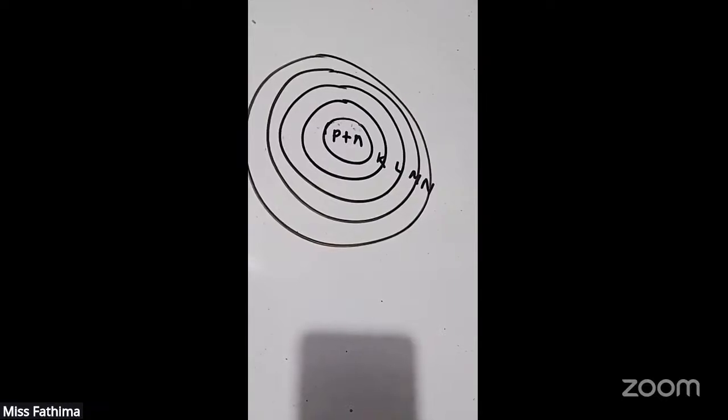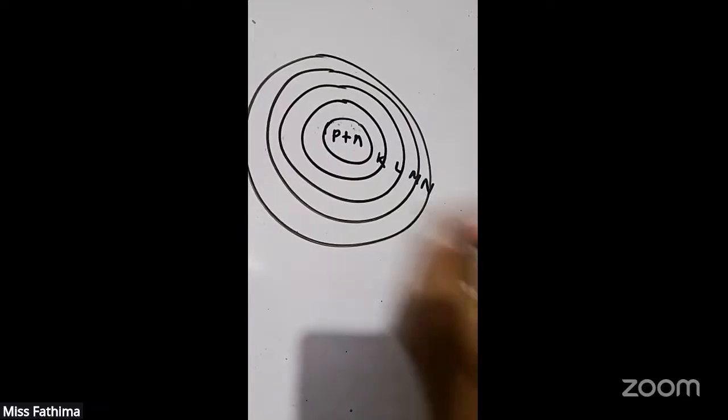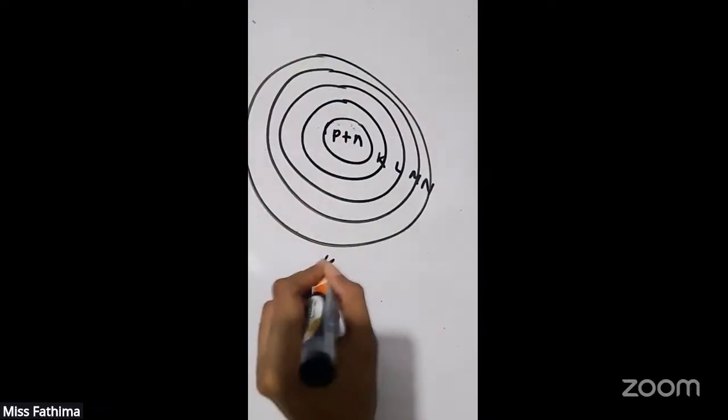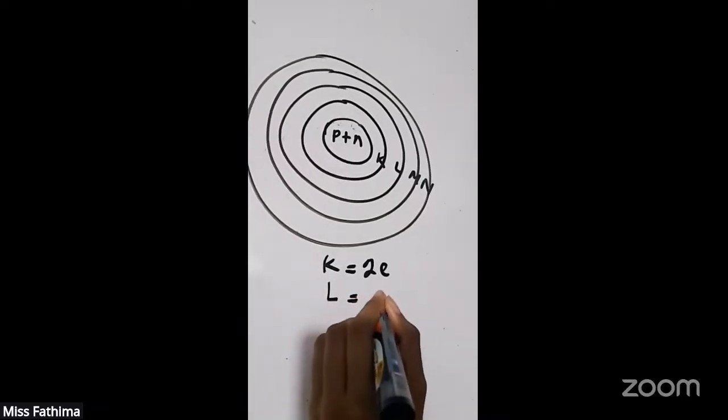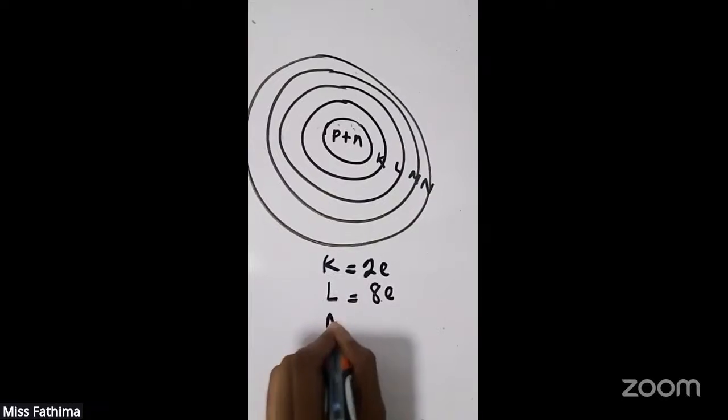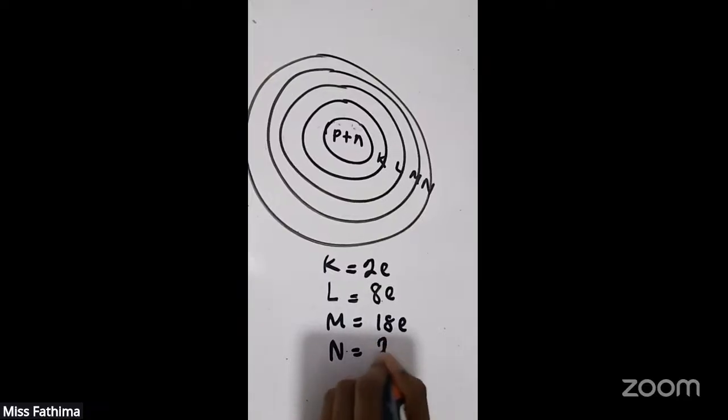They are very specific. Each energy level has a maximum number of electrons that it can carry. The K energy level can carry only two electrons. More than that they can't carry. That's the maximum number of electrons. The L energy level can carry only 8 electrons. The M energy level can carry only 18 electrons and the N energy level can carry only 32 electrons. Right? Above that they can't.